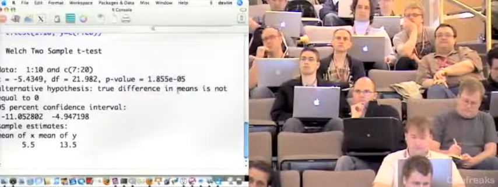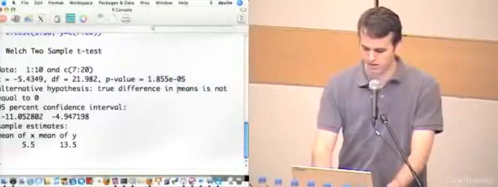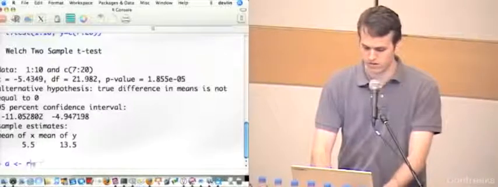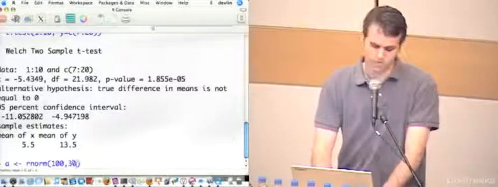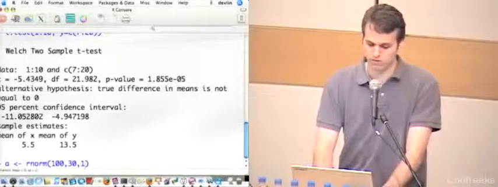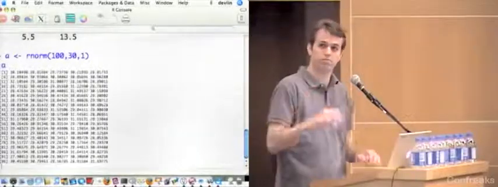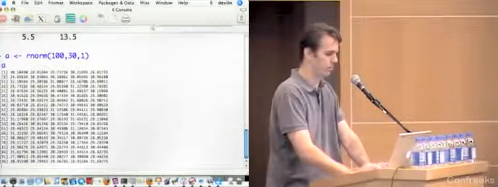Okay? So before I showed the graph of the average and the standard deviation, and that they can be the same. So let me just recreate that. So I've got A, I'm going to sample from a random normal distribution. You give me 100 samples with a mean of 30 and a standard deviation of 1. Okay, so A is now in that distribution, randomly selected from a normal distribution.